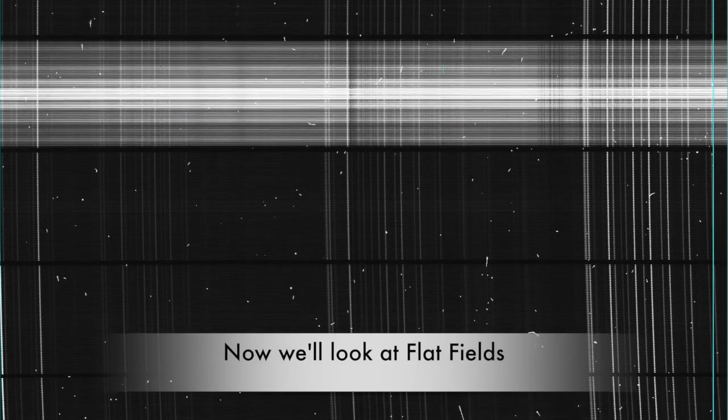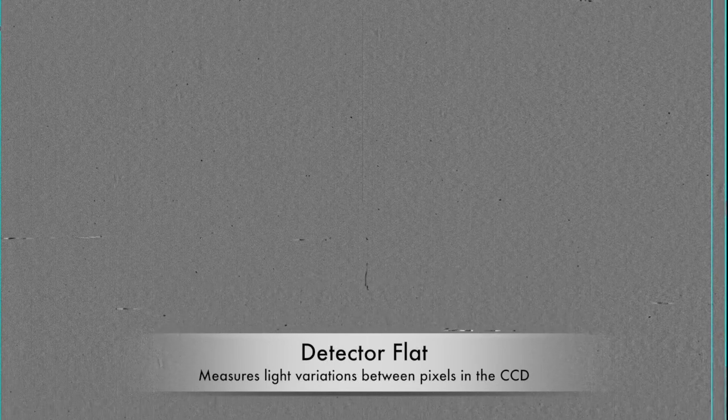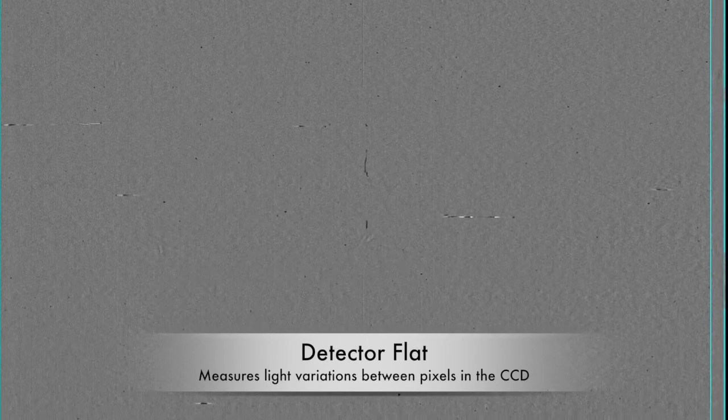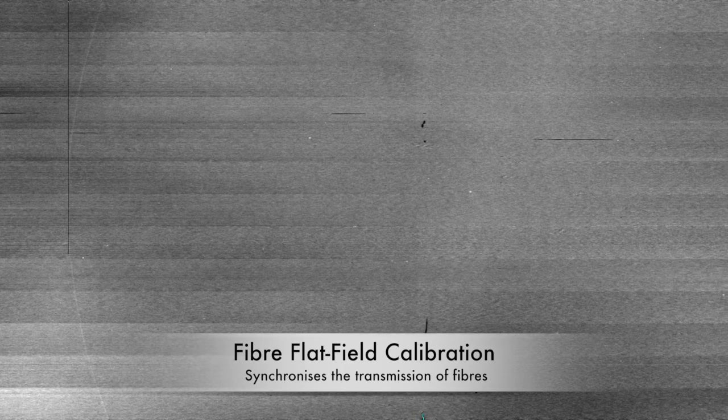The next steps remove variations in sensitivity between different elements of each path of the instrument. These steps are generally referred to as flat fields. The first flat field calibration, the detector flat, measures variations in the sensitivity of the individual pixels of the CCD, using a uniform illumination of the entire camera. The second flat field calibration is known as a fiber flat, and removes differences in the transmission between individual fibers of the integral field unit.